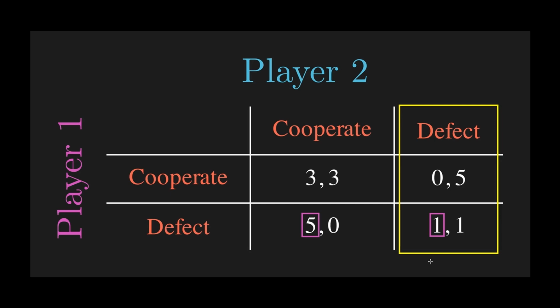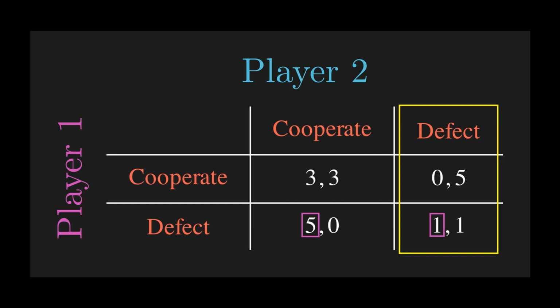But you may notice what we do doesn't depend on what player 2 does. If player 2 chooses to cooperate, we should defect. If player 2 chooses to defect, we should also defect. So you'll remember our definition of a dominant strategy. Our best action doesn't depend on what the other player is doing. In this game, player 1 has a dominant strategy of defecting.